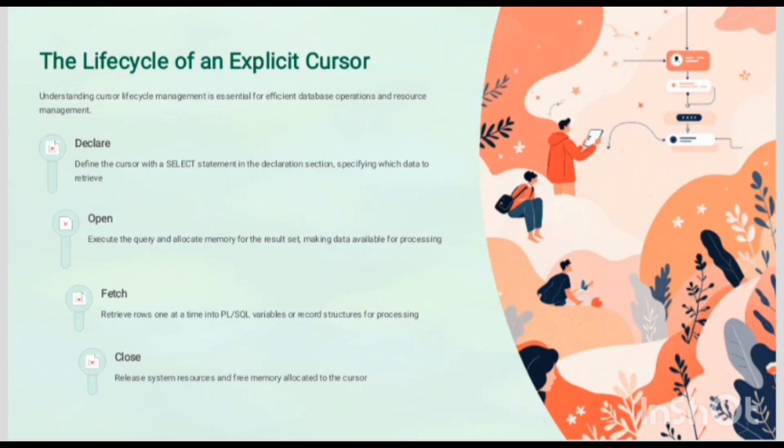Life cycle of an explicit cursor. To use an explicit cursor correctly, we must follow these steps. We have four steps in an explicit cursor: first you have to declare, then open and fetch the data, and finally close the cursor. In the declare part, we define the cursor in the declaration section of the PL/SQL block. This tells Oracle which select statement the cursor should use.